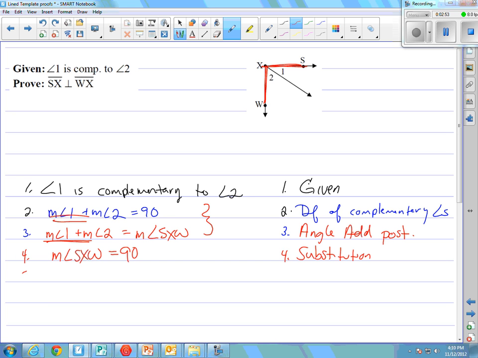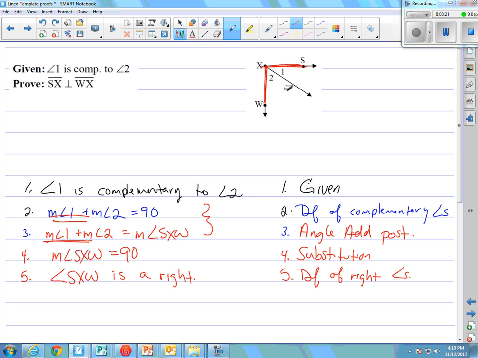So now, what kind of angle is angle SXW that I've got highlighted up here? Well, it's 90 degrees, so angle SXW has to be a right angle. So I'll say it is a right angle because the definition of right angles states that it's an angle with a measurement of 90 degrees, and we've shown SXW to be 90 degrees.